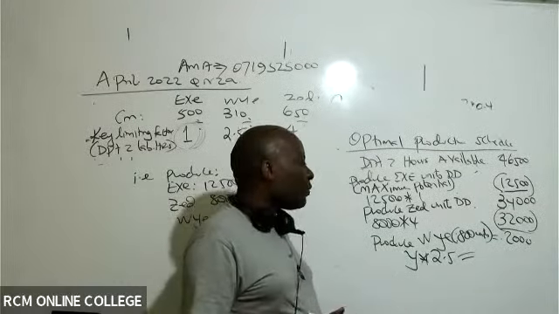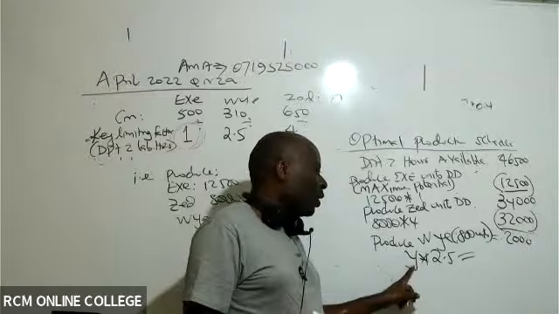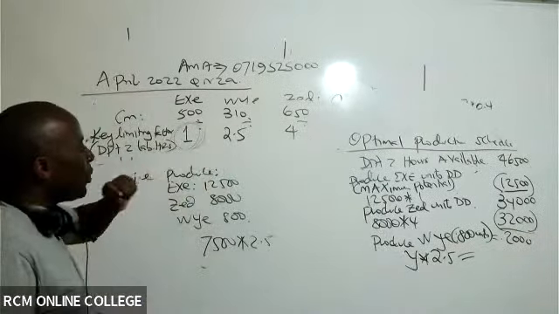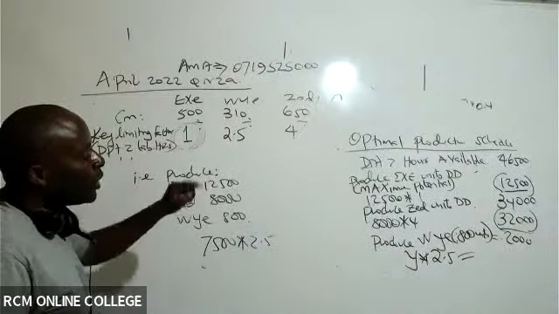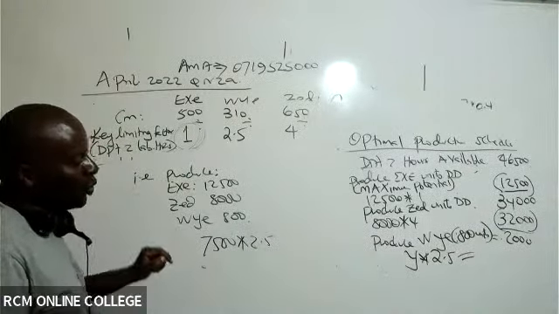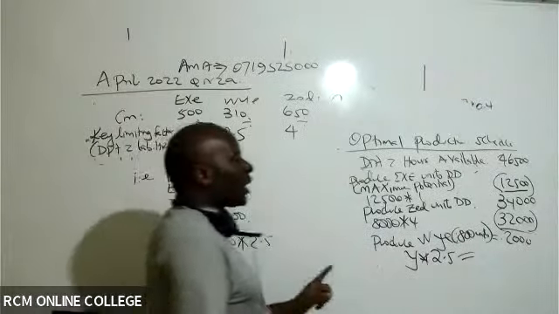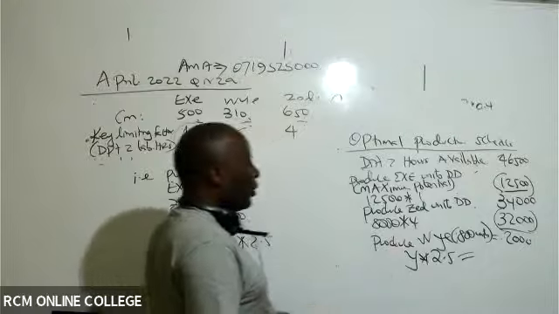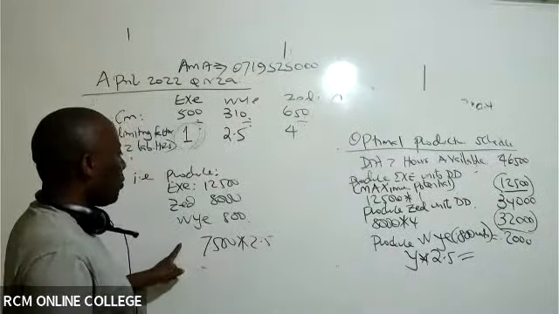So we're asking ourselves, how many units of Y will we produce, given that each one of them takes 2.5 hours? So Y times 2.5 should exactly fit this 2,000. Then Y will be 2,000 divided by 2.5. That's how we got this 800.